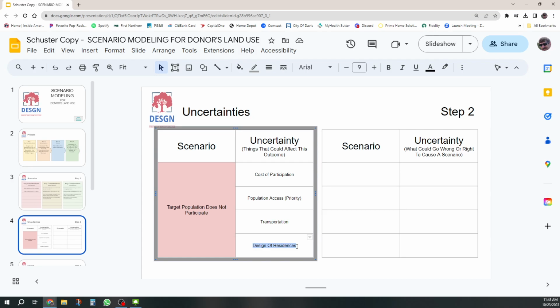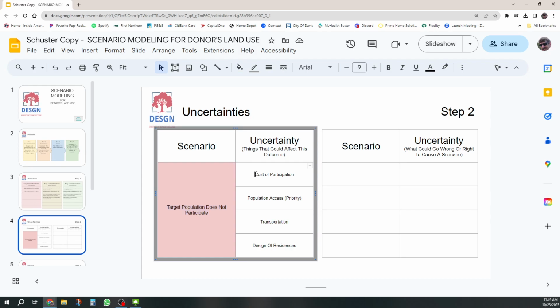Or maybe it's way too austere. Or maybe it's way too small. Or maybe it's a 3-story walk-up and disabled people can't get there. So the design of the residences would possibly keep our target population from participating.